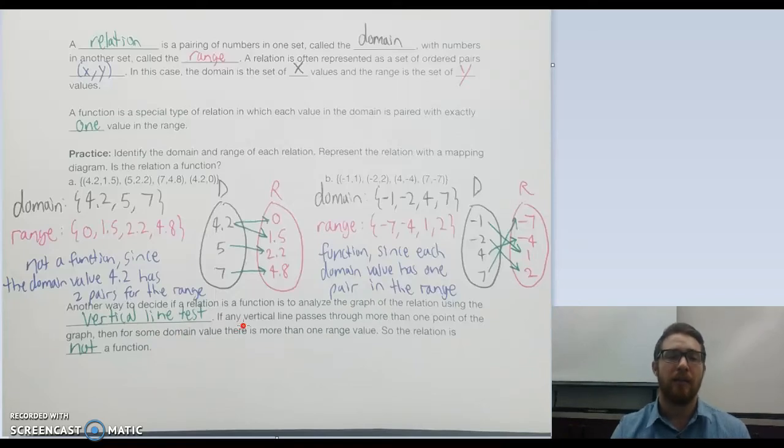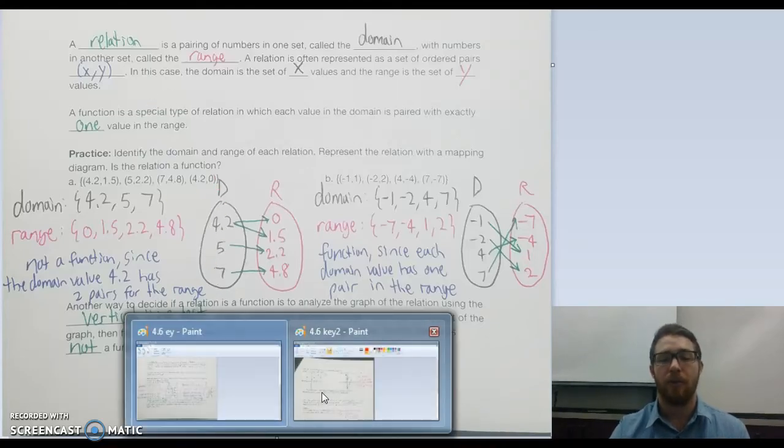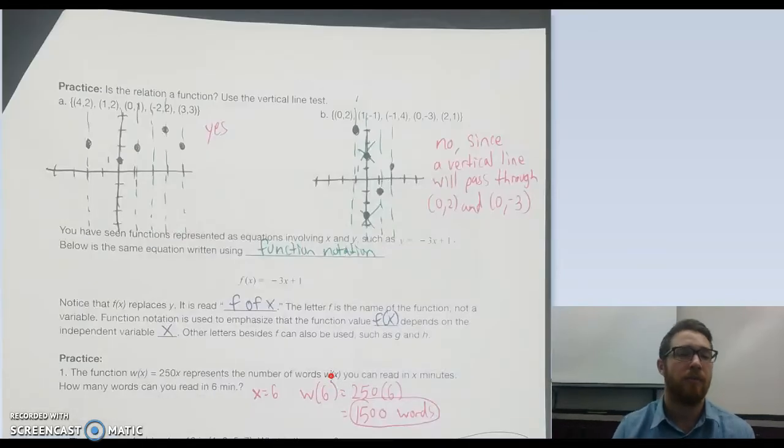What that test does is I see if any vertical line passes through more than one point on the graph. Then for some domain value, that means there'd be more than one range value, kind of like the situation we had in that first example. That would mean that the relation is not a function. So we're going to draw vertical lines through our graph, and if a vertical line hits more than once on the relation, it's not going to be a function.